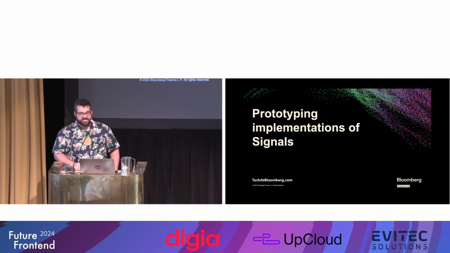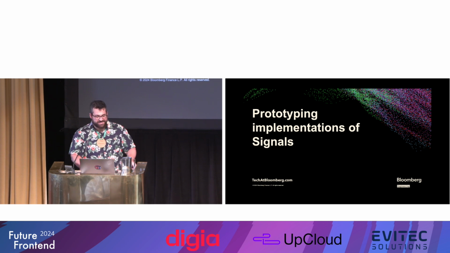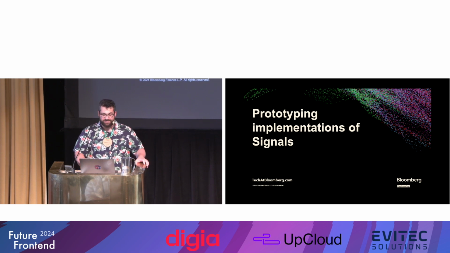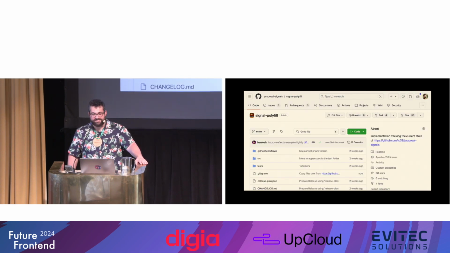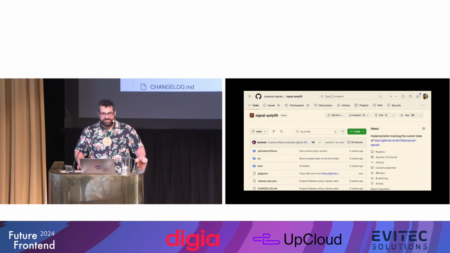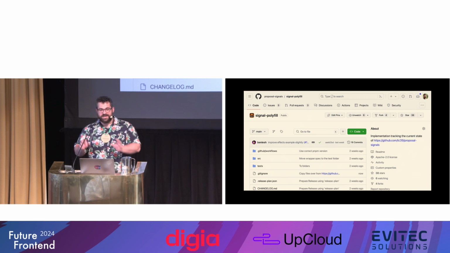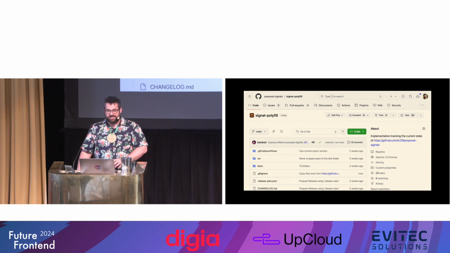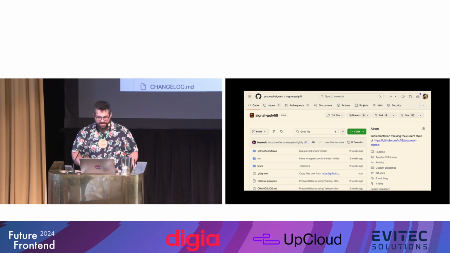So at this early stage, we're focusing on prototyping implementations of signals in order to figure out what to do, to see what we can get right or wrong about it. For example, we have a signal polyfill. We have an implementation of signals in JavaScript. This isn't a normal polyfill that's put onto the global object, but it's just a library that you can use that implements the signal API.